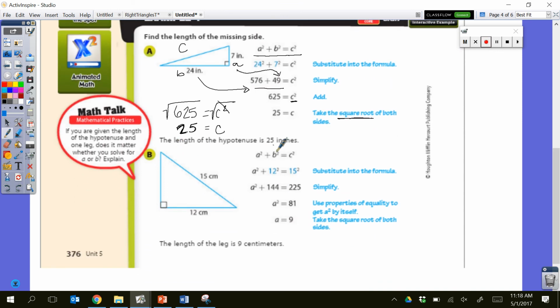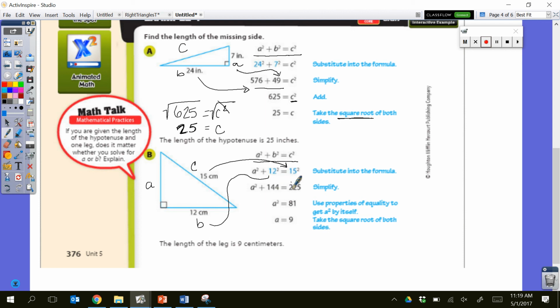So let's take a look at B. The length of the hypotenuse is 25 inches. So this is our C here. One of the legs is 12 centimeters. Oh, centimeters, not inches. And the other leg is our unknown, okay? So we're going to solve for A. And this is going to be B. And we're going to go ahead and plug those into our formula. So we plug 12 into B and 15 into C.